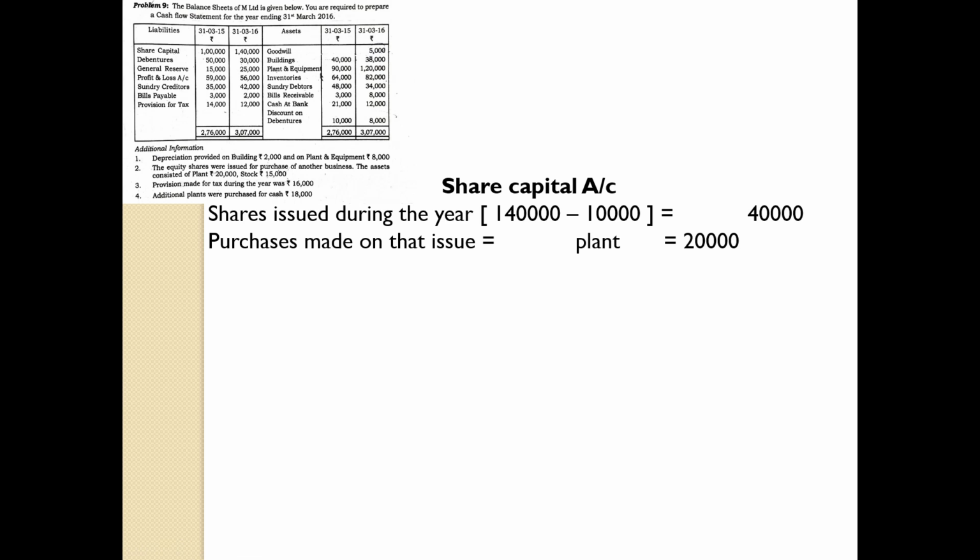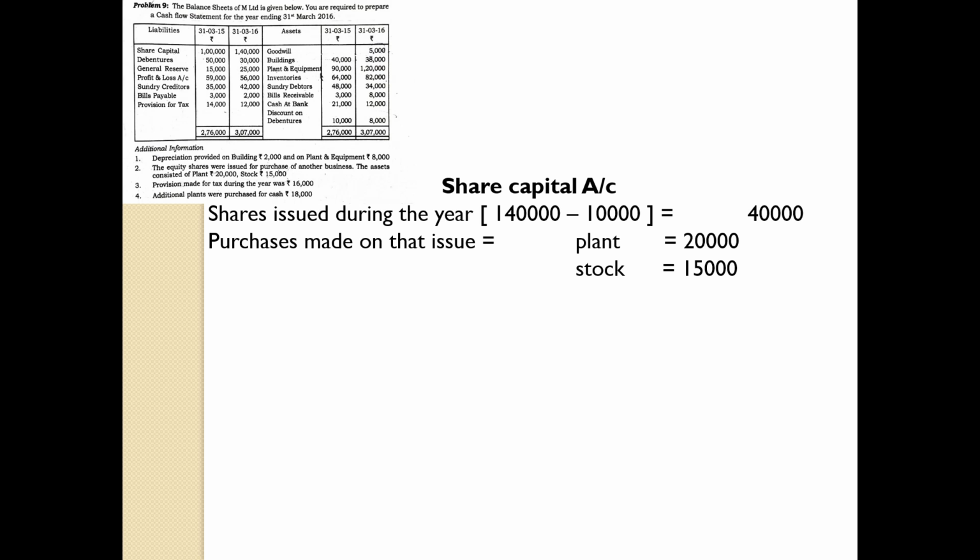In the question, it is said that equity shares were issued for the purchase of another business. The assets consisted of plant and stock, and the amounts are given. So first of all, let us identify the share capital issued during the year and whether the same shares have been used for purchasing the concerned assets. During the year, shares issued were 40,000 and the same 40,000 was used to purchase plant 20,000, stock 15,000. There is no other information regarding assets. But if you go to the amounts, you can see that here it is 40,000, here only 35,000. So there is a difference of rupees 5,000 during the year.